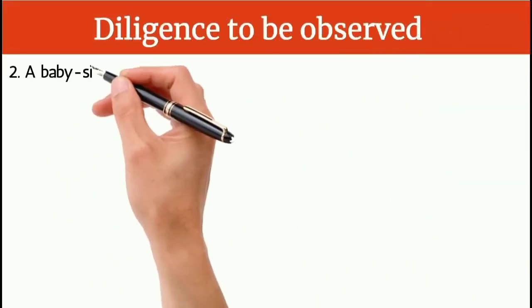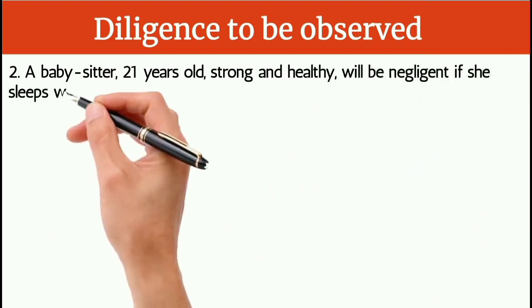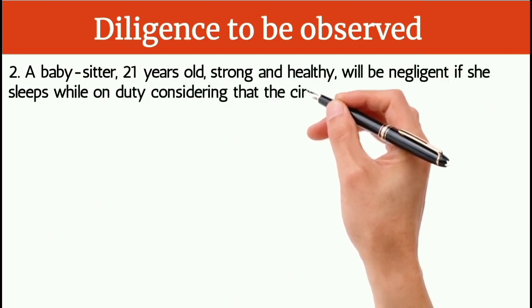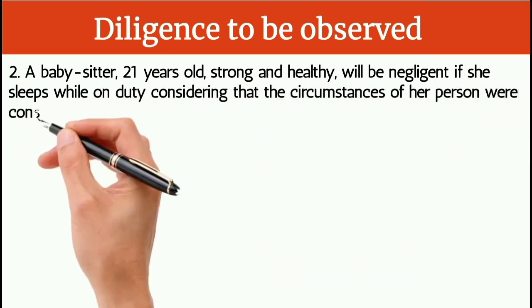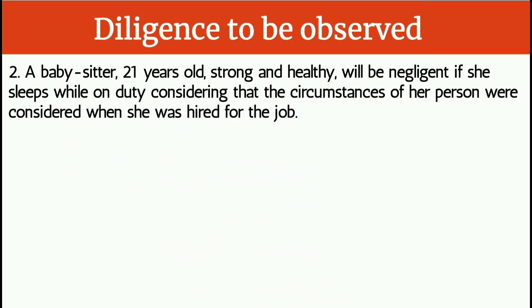Another example, a babysitter, 21 years old, strong and healthy, will be negligent if she sleeps while on duty, considering that the circumstances of her person were considered when she was hired for the job. Of course, the babysitter should take care of the baby while on duty or while working. If the babysitter sleeps while on duty or while working, then she will be considered negligent.